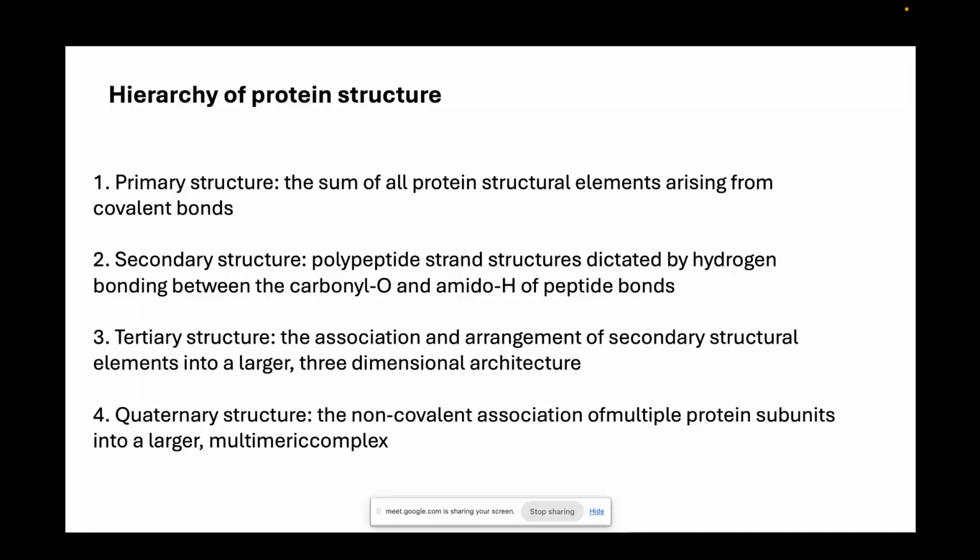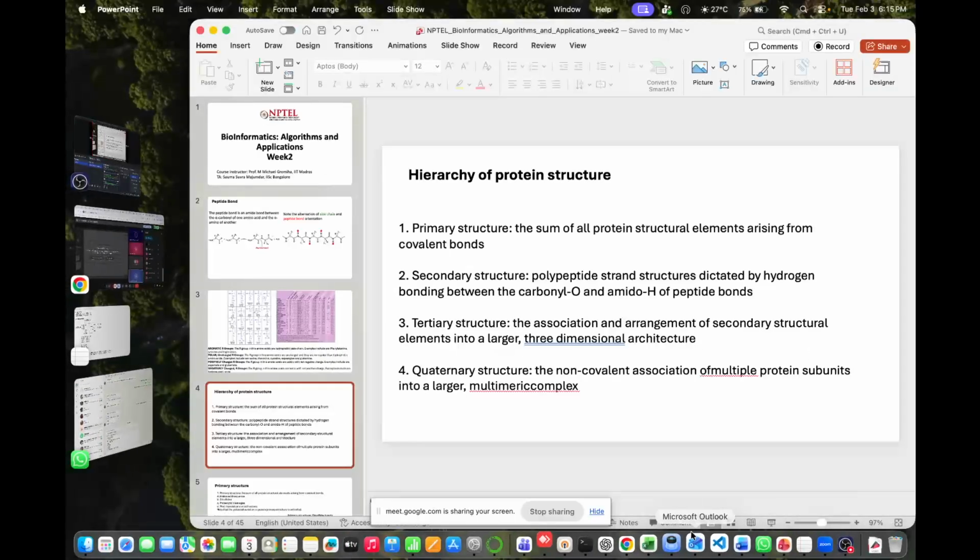Now, this chain of polypeptide is not what is found inside the cell. Inside the cell, the protein is found in a much more complicated structure. So we have this hierarchy of protein structure, starting from just a long chain of amino acids, the polypeptide chain, which gives you the primary structure, which is the sum of all protein structural elements arising from the covalent bonds. The secondary structure, we'll discuss in a little more detail further down the line. The secondary structure is basically polypeptide strand structures dictated by hydrogen bonding between the carbonyl O and the amido H groups of the peptide bonds.